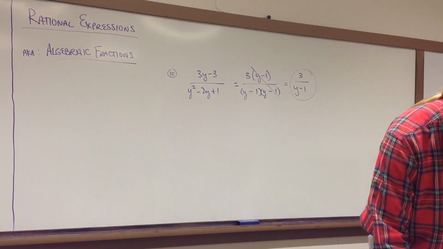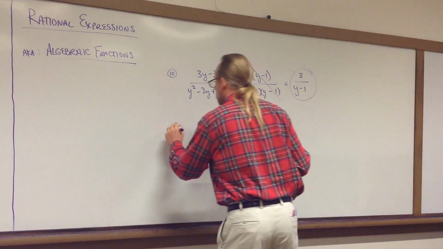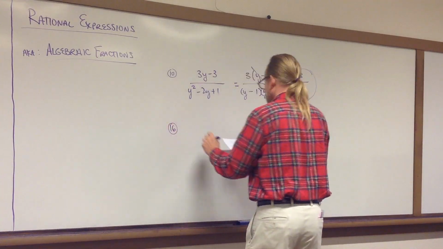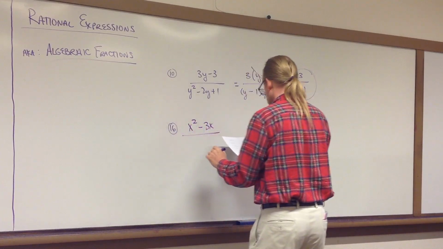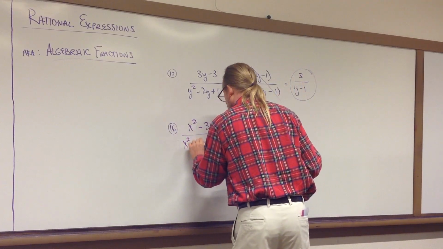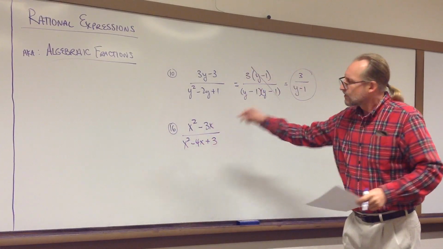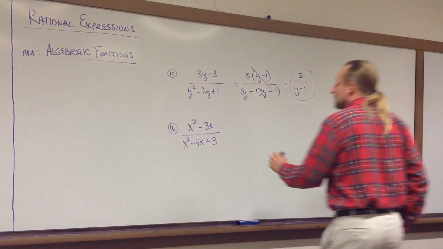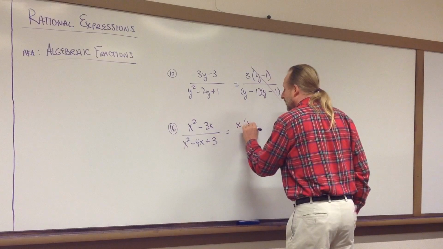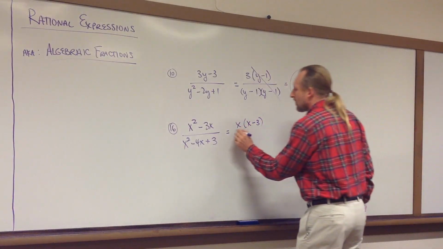Okay. Let's look at a couple more here. Problem 16, we've got x squared minus 3x on top, and x squared minus 4x plus 3 on the bottom. So on the top, we've got a common factor of x. So we can factor out that x, and we'll be left with x minus 3.